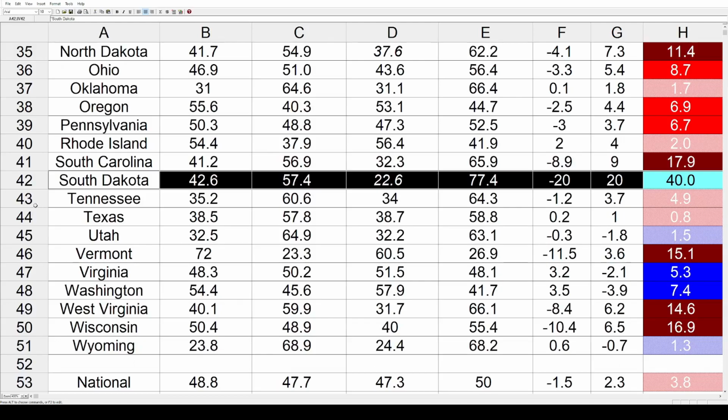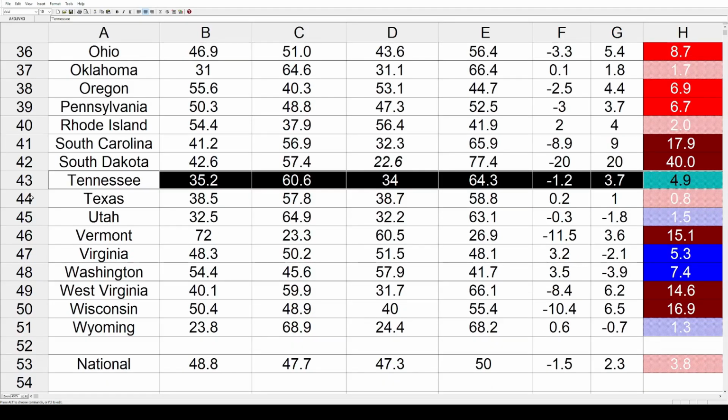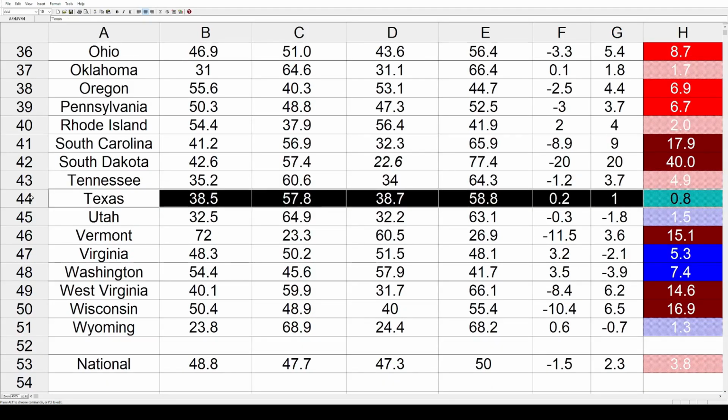And South Dakota, just like North Dakota, in 2022, the Republican was not running against a Democrat there, but again, it's a single district. We still put up the opposition. Moving on to Tennessee, that had a 4.9% shift toward the Republicans. Texas, not much change there, 0.8% toward the Republicans.